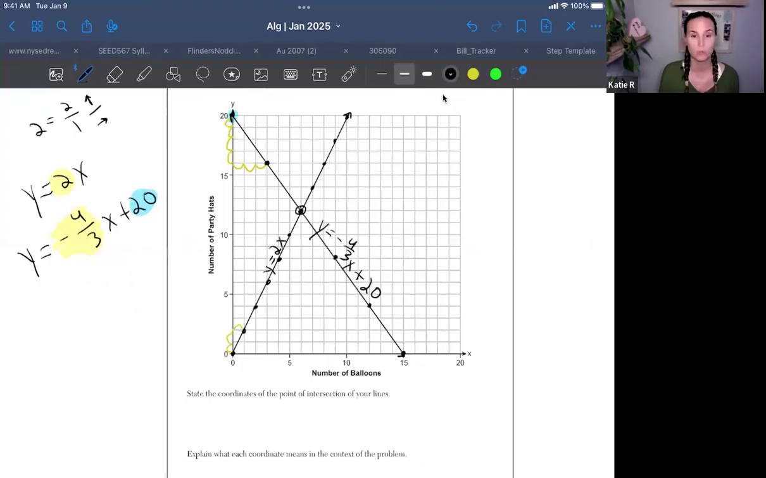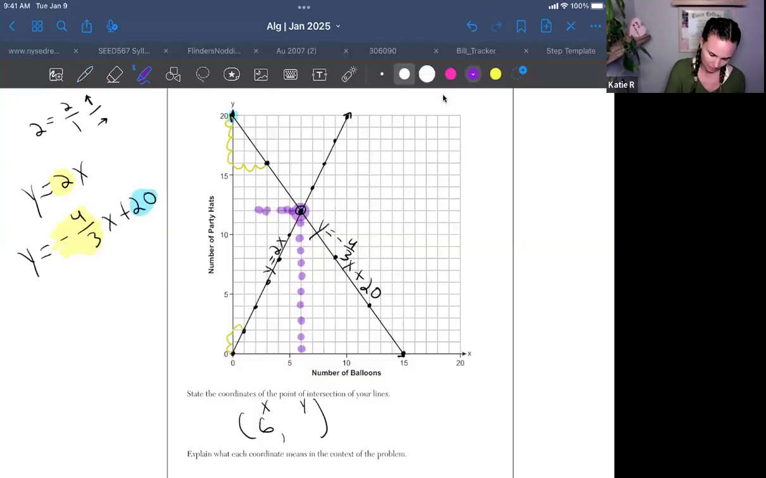So it says state the coordinates of the point of intersection of your lines. That is the solution that we have here. So the coordinates go, remember, x goes first, y goes second. So the value of x there is 6. You just have to make sure there's 4 lines in between the 5 and the 10. So that means 1, 2, 3, 4, 5, 6, 7, 8, 9, 10. So it's 6. And the y value is 12.